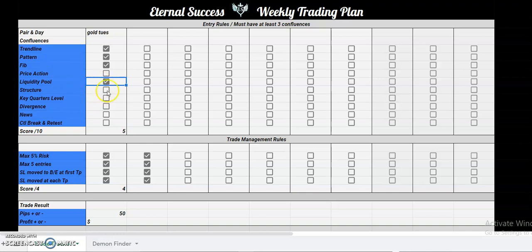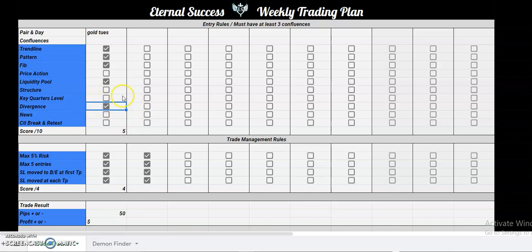Then we've got structure. Structure is support and resistance, but not just any and every tip you see, guys. It needs to be high time frame, big levels. Then the key quarters level. For example, if gold is at $1,750 an ounce, that 750 is a quarterly level. So quarters go from 0, then 2.5, then 5.0, then 7.5, and then the 10. Quarters are a good key institutional level.